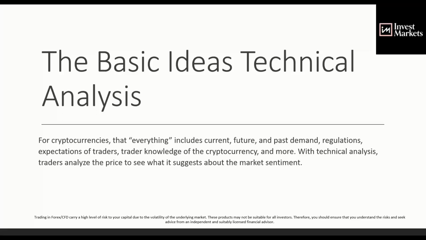Now, for cryptocurrency, everything that was part of Dow theory includes current, future and past demand, regulations, expectation of traders' knowledge of cryptocurrency, and more. With technical analysis, traders analyze the price to see what it suggests about the market sentiment. And we use things that are very different. We use total capitalization of an asset. We want to see what the total market value is. It's one of the few places where you can see the whole market value of all of Bitcoin.